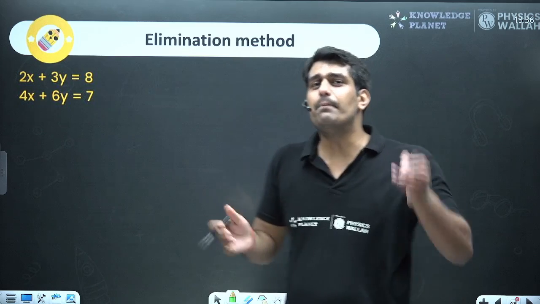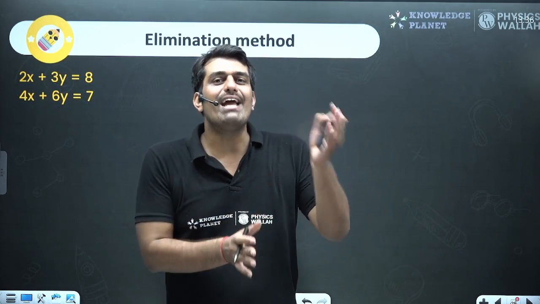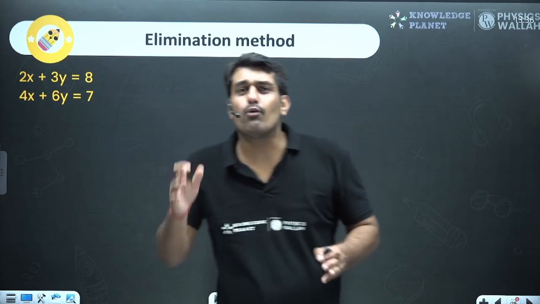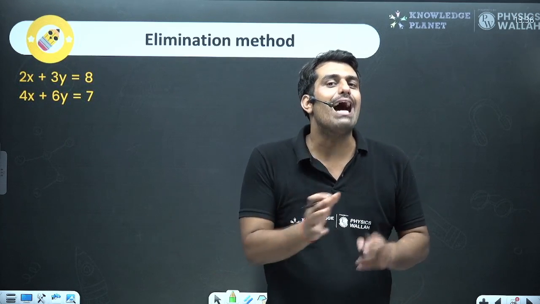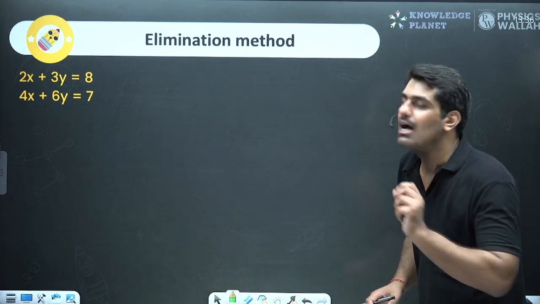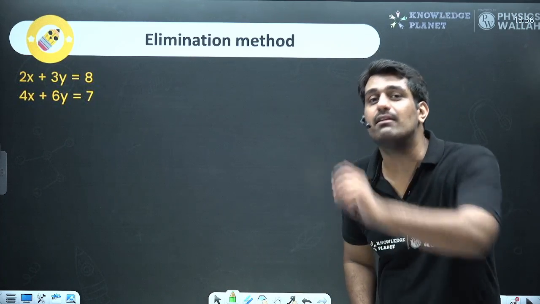Substitution. Basically, a player was substituted for another player. Y was replaced with a part which was having x in it. This time we are going to eliminate. We do not want either x or y. So let's see how we proceed over here. Elimination method, how does it work? Easiest method among all of the three.